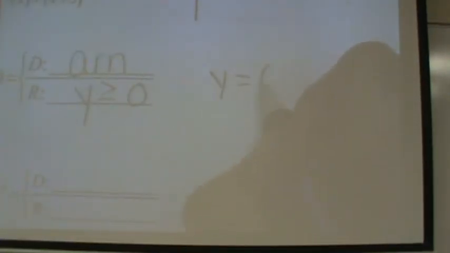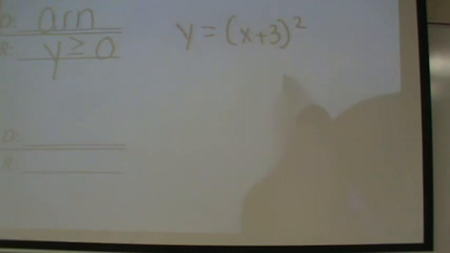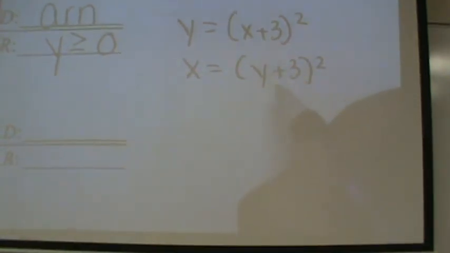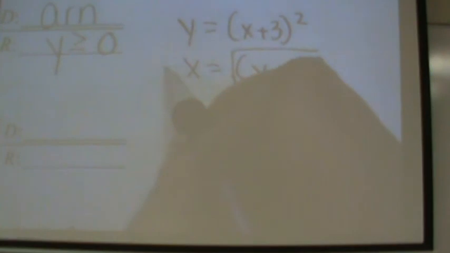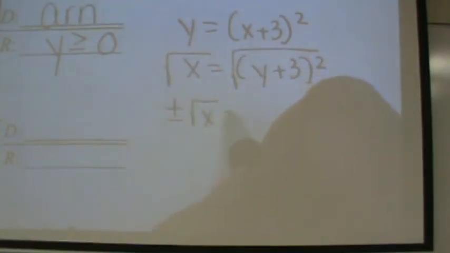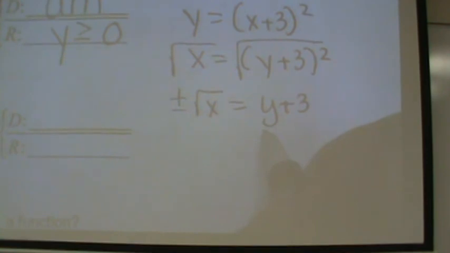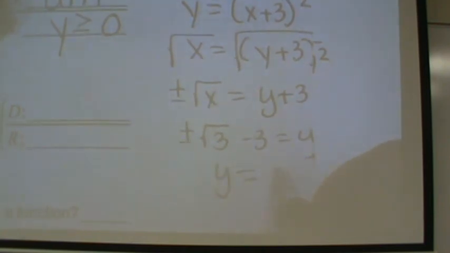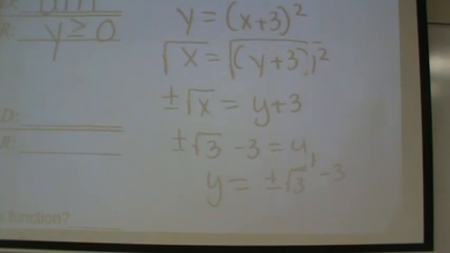So what do we have here? We have y is equal to x plus 3 squared. How do you find the inverse? What do you do with these x's and y's? Swap them. Swap them out, and then now I need to solve this for y. How am I going to get out from under here? Square root both sides. So you get plus or minus root x is equal to y plus 3, and then what? So y is equal to plus or minus the square root of x minus 3. And the last thing, oh, I'm off the page.